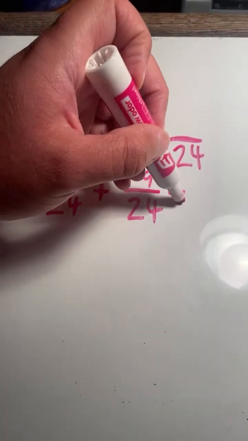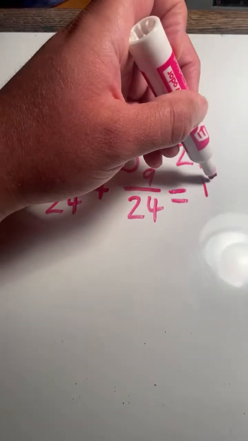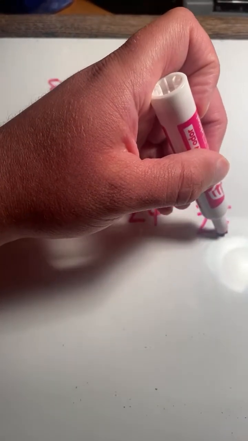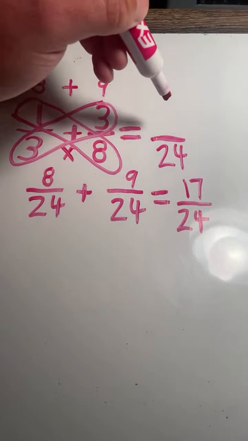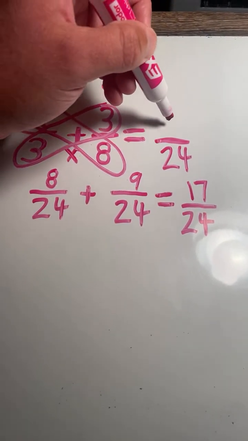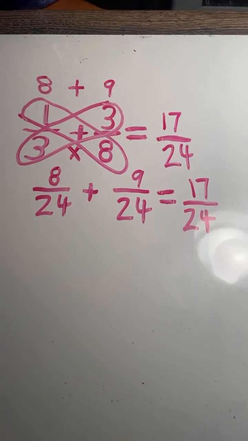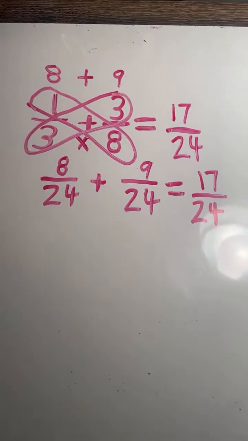Now we can add up our numerators. 8 plus 9 equals 17. Since we now have a common denominator, it will stay the same. 8/24 plus 9/24 equals 17/24. We have our final answer, 1/3 plus 3/8 equals 17/24.